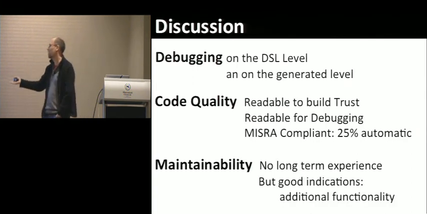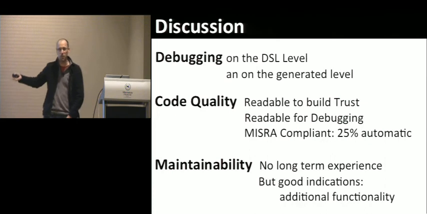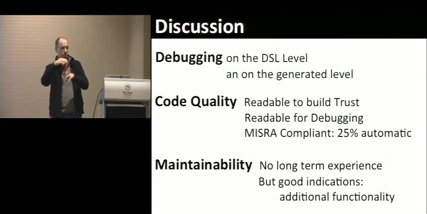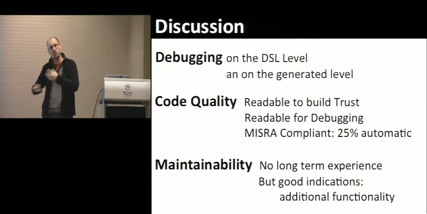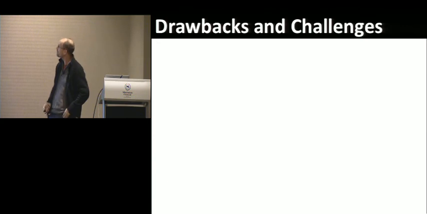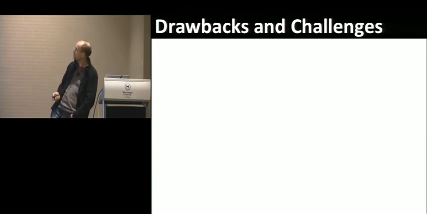Maintainability: we don't have a lot of long-term experience with smart meter, we just built it, but we can say that this two-phase approach, where we had phase 1, rebuild the old one, and then phase 2, add additional functionalities, was almost a bit like maintenance, and that worked. So, drawbacks and challenges, and then I'm almost done.